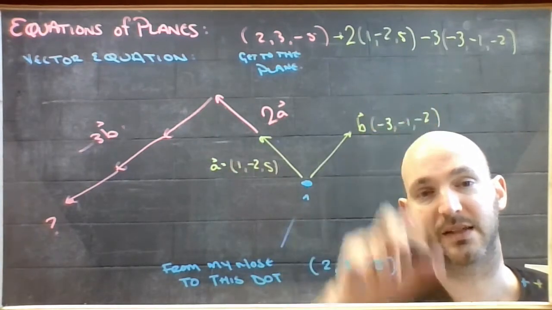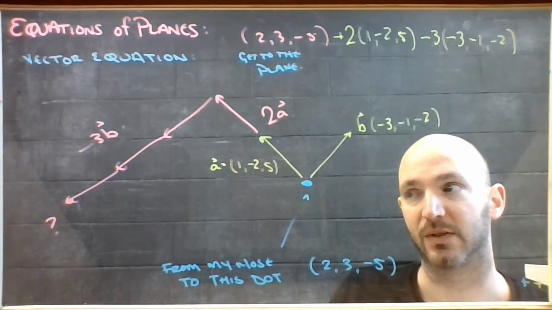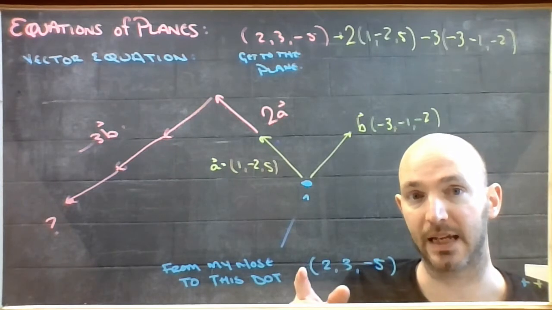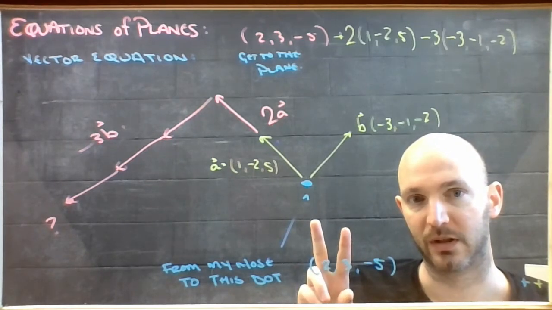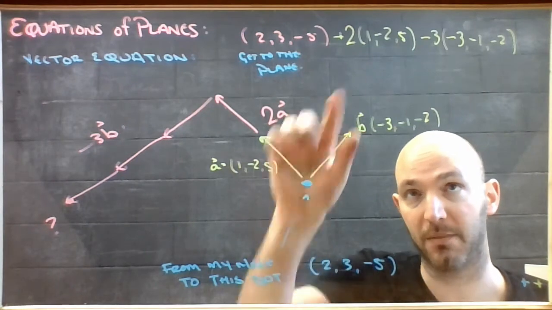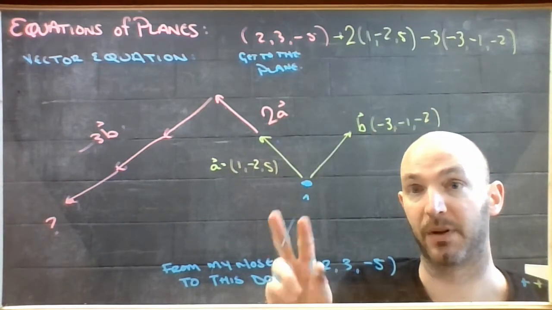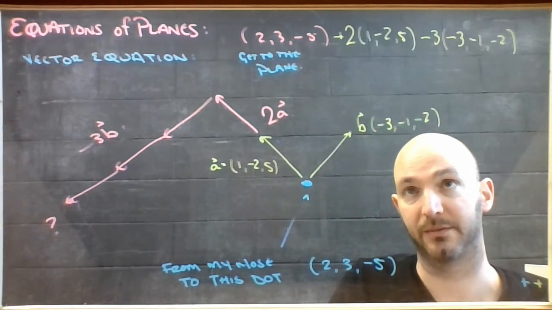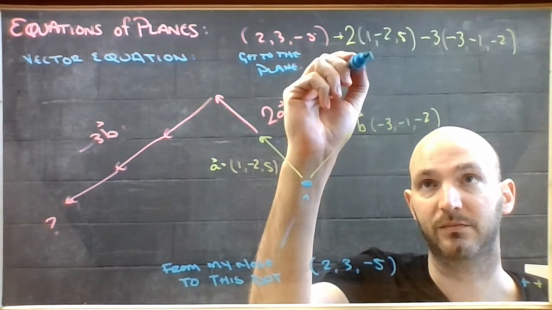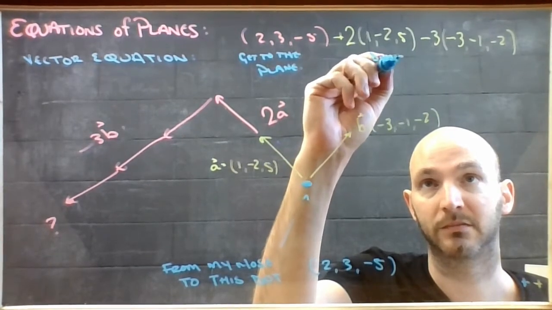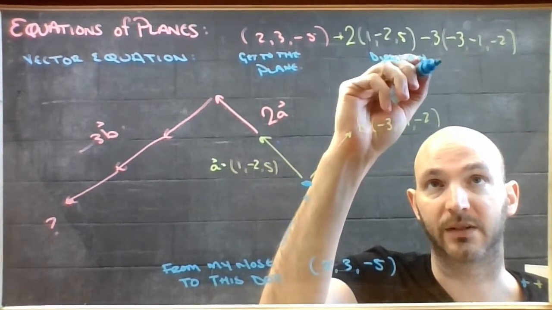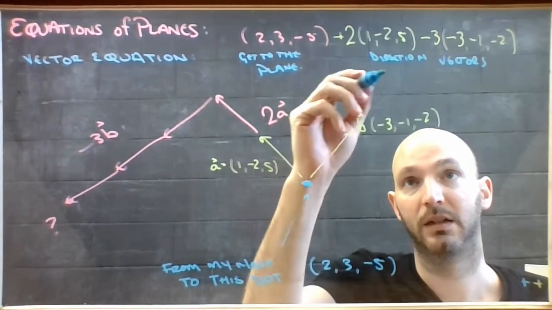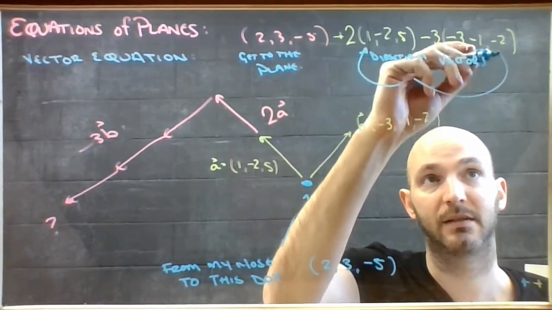So these two things here are direction vectors, the same way that we had direction vectors in lines, but in a plane, you need 2. A line is a one-dimensional shape, it needs 1 direction vector. A plane is a 2-dimensional shape, so it needs 2. Just going to label those up there. Direction vectors. That's this and this.